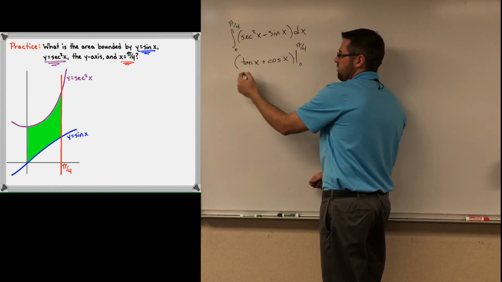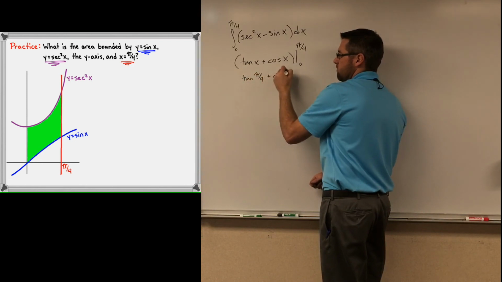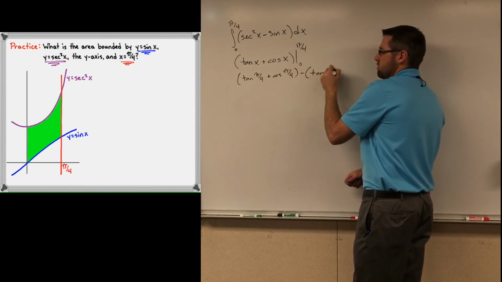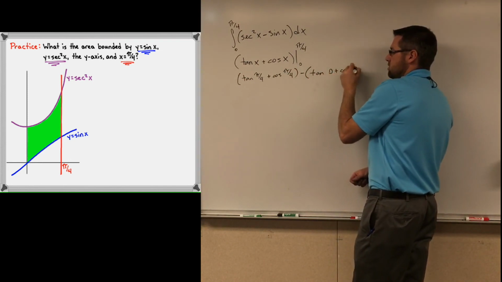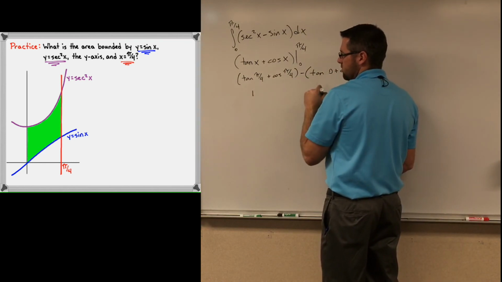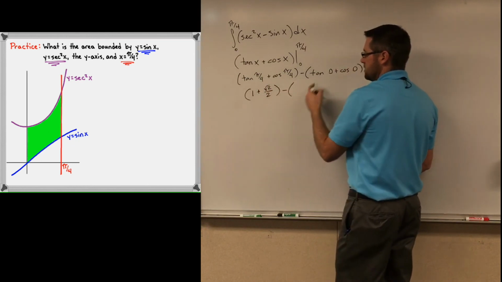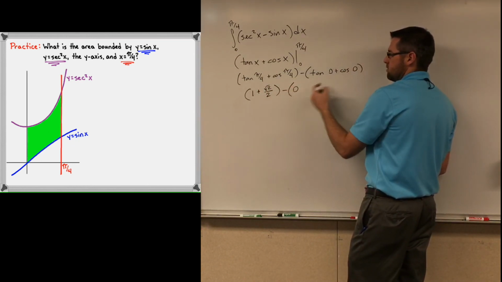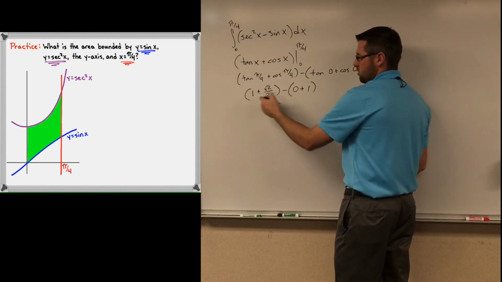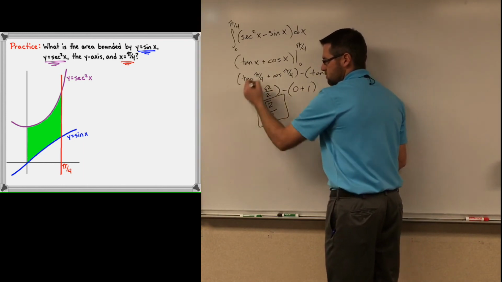So what's tangent of pi over 4? Minus tangent of 0 plus cosine of 0 here. What's tangent of pi over 4? 1. What's cosine of pi over 4? So plus rad 2 over 2. Minus, what's tangent of 0? 0. What's cosine of 0? 1. So we've got the 1 minus 1, so you're just left with rad 2 over 2.